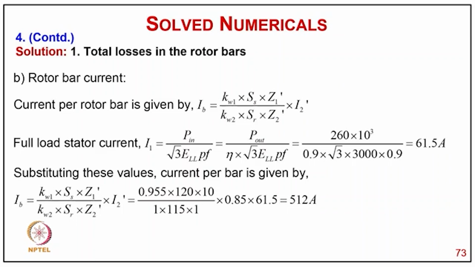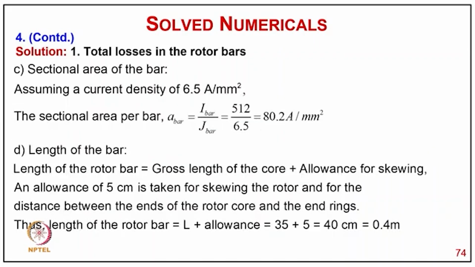So putting the value, I bar comes typically 512 ampere. Now coming to the sectional area of the bar, considering the current density of 6.5 ampere per meter square because of better cooling of the rotor. So sectional area of bar, A bar, equals I bar divided by J bar.